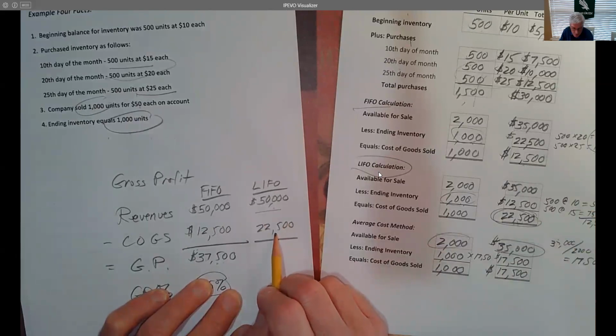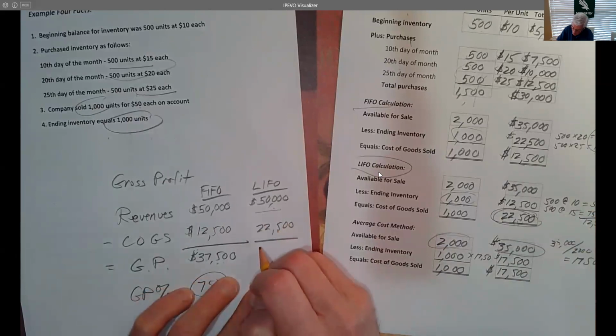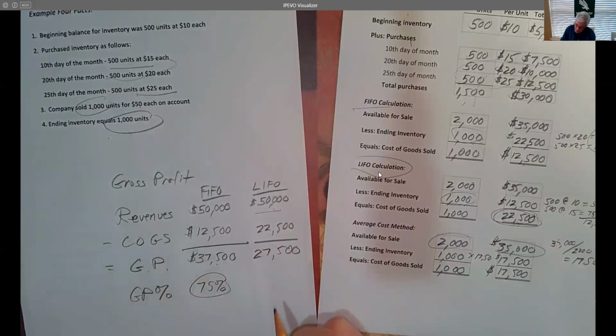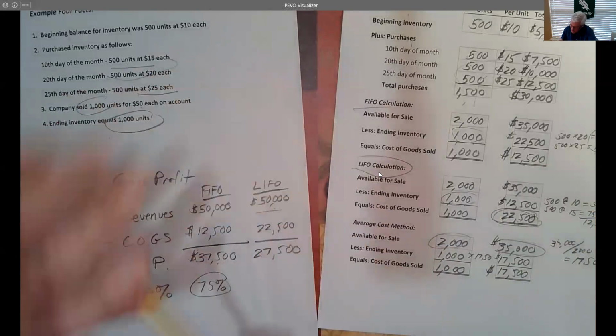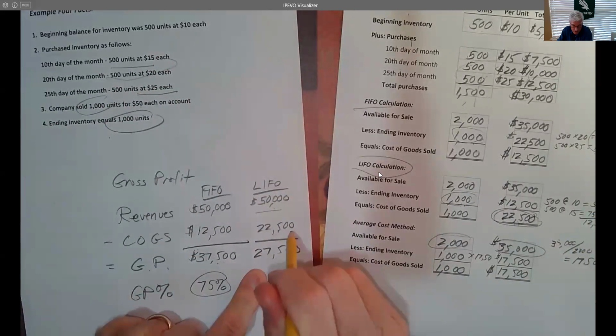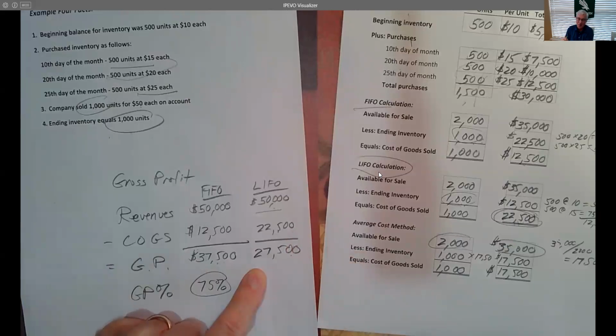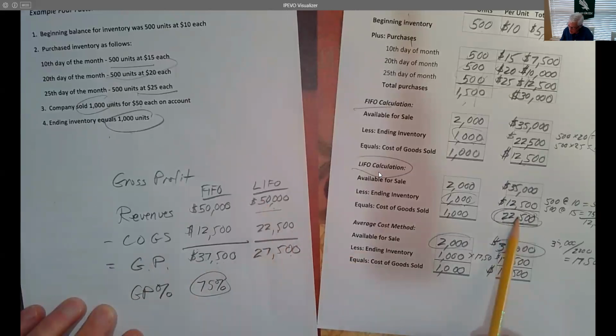Did I do something wrong here? Therefore, my ending inventory is $27,500. What the heck am I? Yeah. My gross profit, I'm sorry, got a little confused there. 50,000 revenues minus 22,500. My gross profit is 27,500.